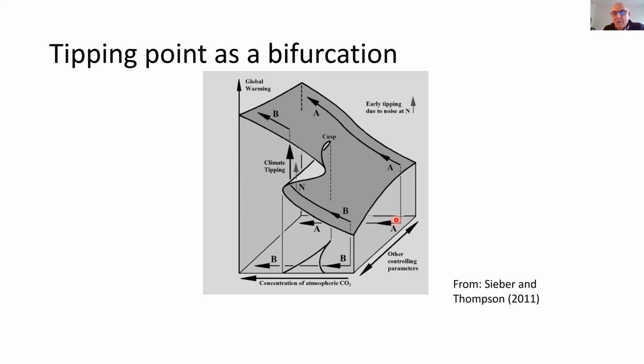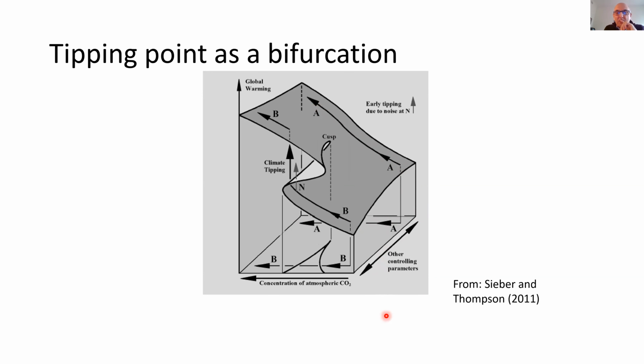Now, you might be at other parameter values where such a bifurcation would not happen. So as you increase the atmospheric CO2 along this line A here, at these other parameter values, you might just naturally and nicely progress up here without a drastic change.